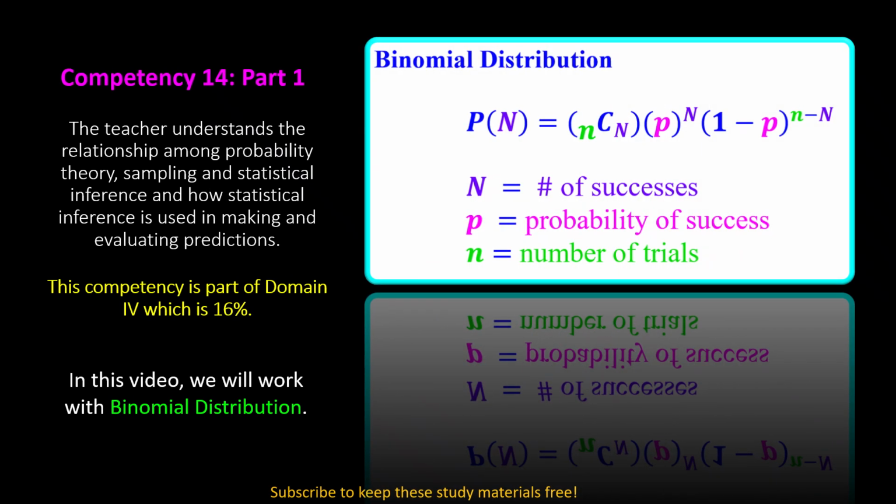Welcome to part 1 of Competency 14. For this competency, a teacher understands the relationship among probability theory, sampling, and statistical inference, and how statistical inference is used in making and evaluating predictions. In this video, we will work with binomial distribution.